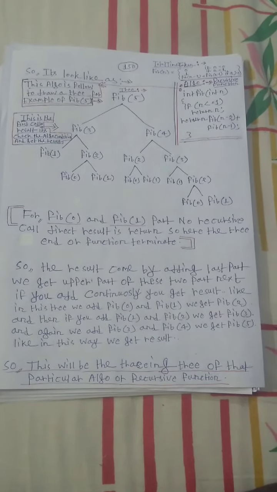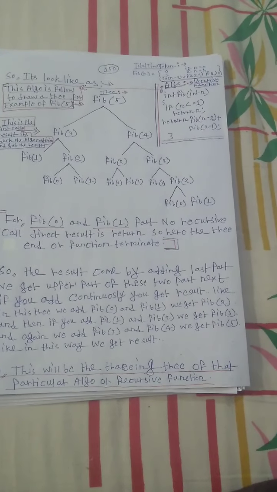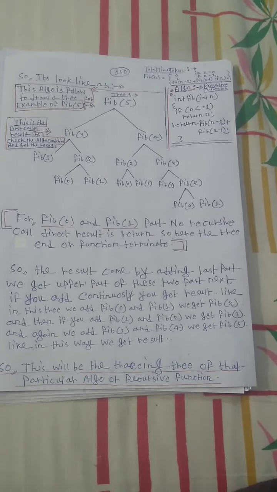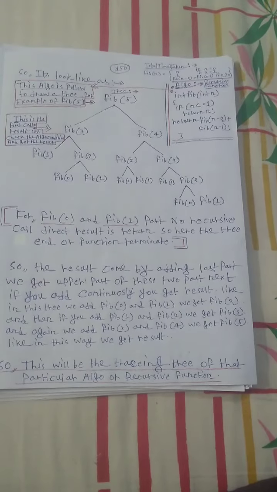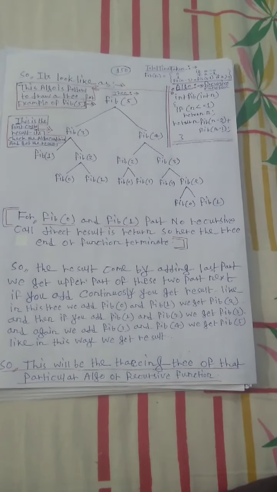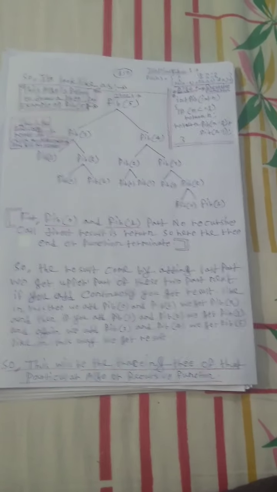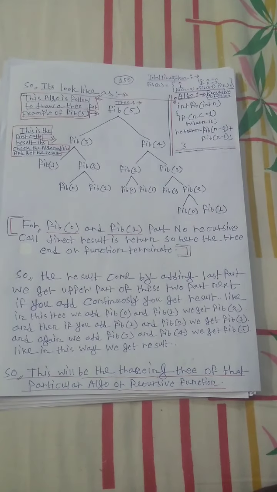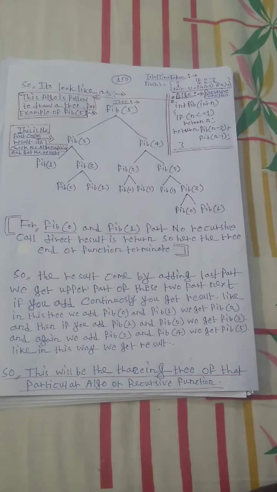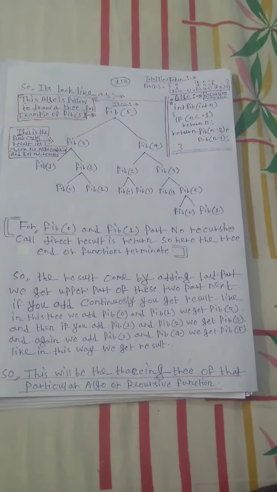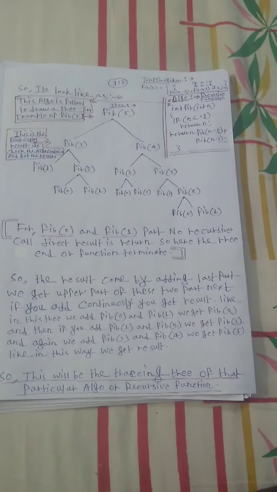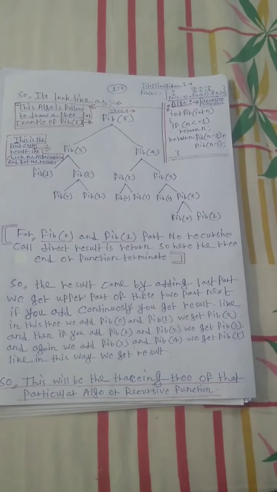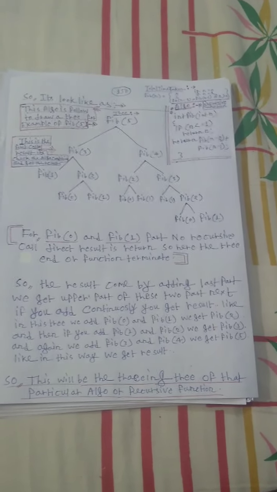In the tree, the last leaves are fib(0) and fib(1). The tree is terminated there, and no recursive call happens in this part. The result comes by adding the lower parts to get the upper part. If you calculate fib(0) and fib(1) and add them, you get fib(2), then adding fib(1) and fib(2) you get fib(3), then adding fib(3) and fib(4) you get fib(5). This is how the result will come.